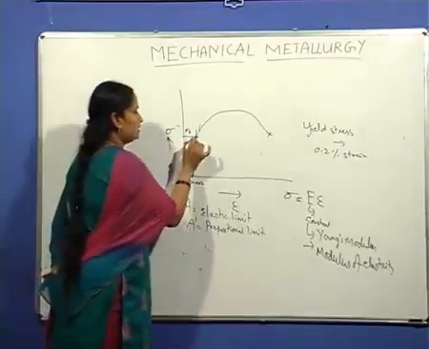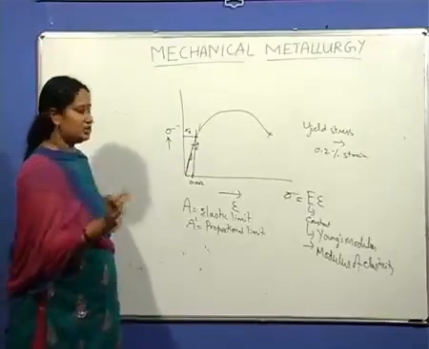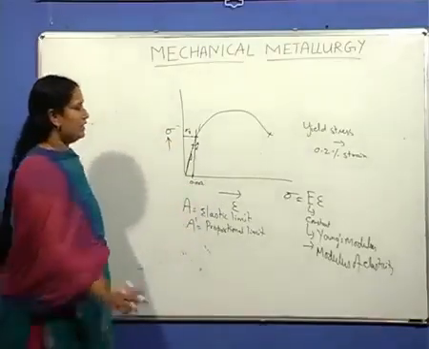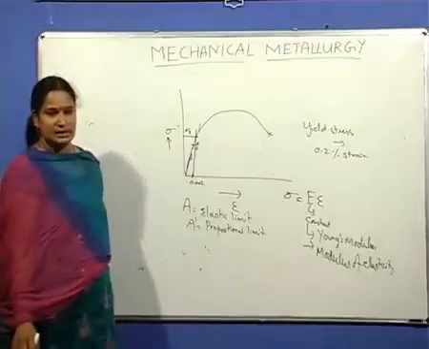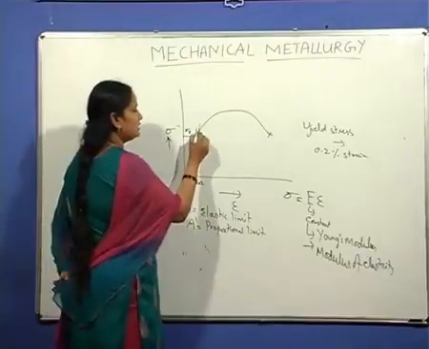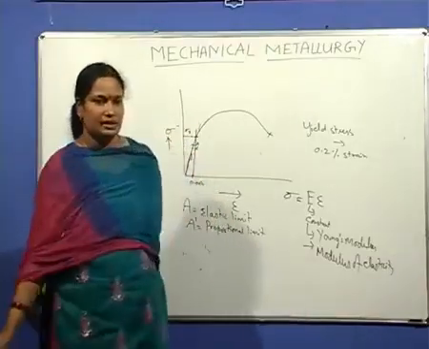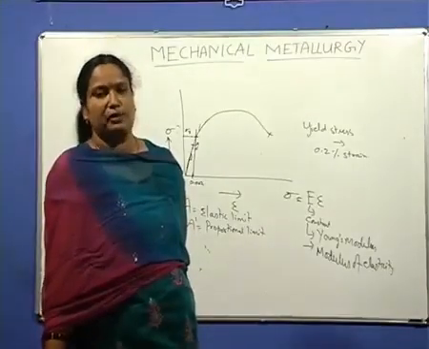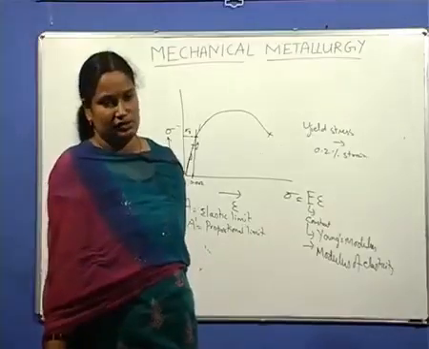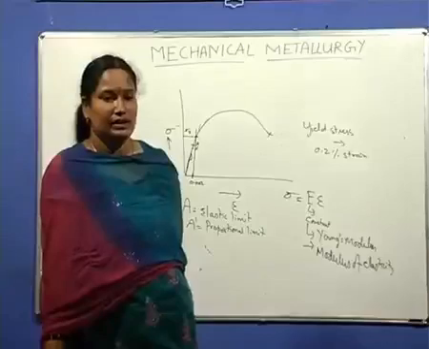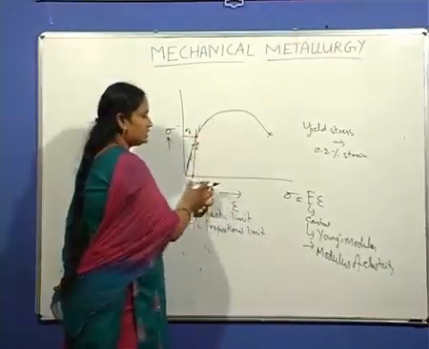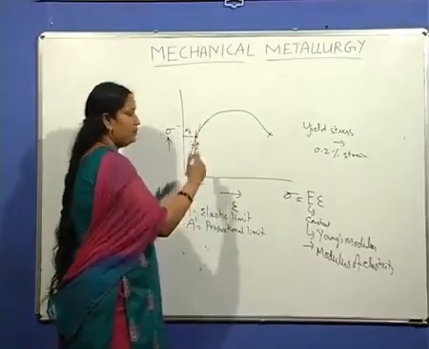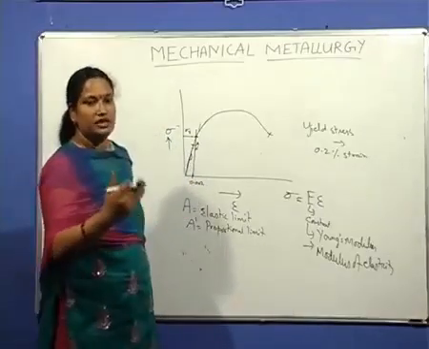So at this value of stress, the material has undergone a permanent strain of about 0.2% or 0.002 strain, at a value of stress equal to yield stress, that is sigma y. Beyond this yield stress, the material undergoes strain hardening. Strain hardening or work hardening means the stress required to cause further strain increases. That means you require more stress to cause further strain.